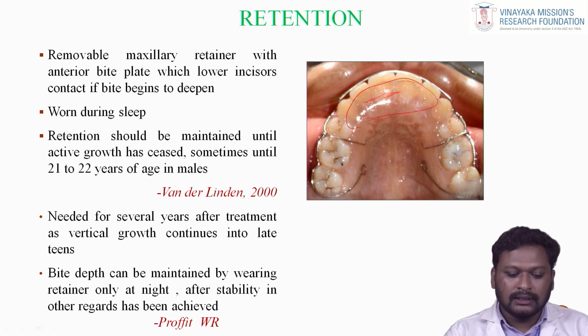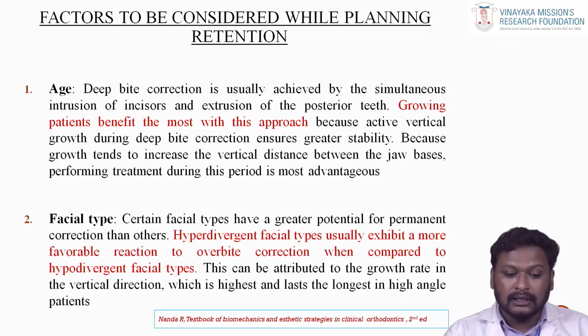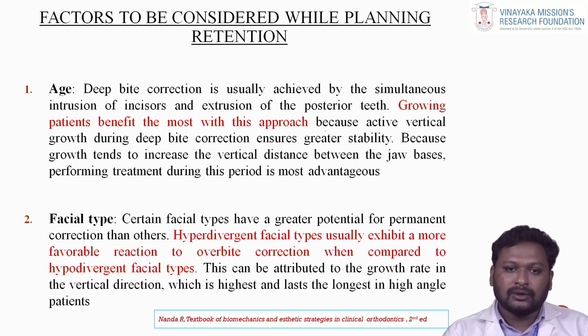According to Proffit, retention should be needed for several years after treatment as vertical growth continues into the late teens, and bite depth can be maintained by wearing a retainer only at night after stability in other regards has been achieved. The factors to be considered during retention: the first one is age. As I told earlier, deep bite correction should be done in a growing patient. Growing patients benefit the most with this approach because the active vertical growth during deep bite correction ensures the greatest stability. So for a patient in the growing stage, the retention will be very good. Up to 20-21 years we have to give retention appliances. After that, the stability will be good.